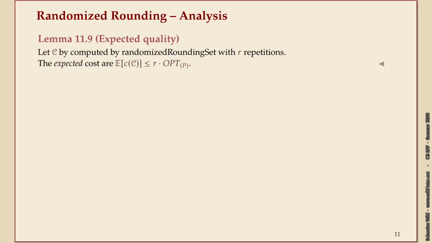Now this is the probability that we get any set cover. The other question is, how good will it be? And the expected cost is what we can bound. If we produce a set cover with this previous algorithm, then the expected cost it has is R times the optimal solution. So we essentially pay the same factor here.